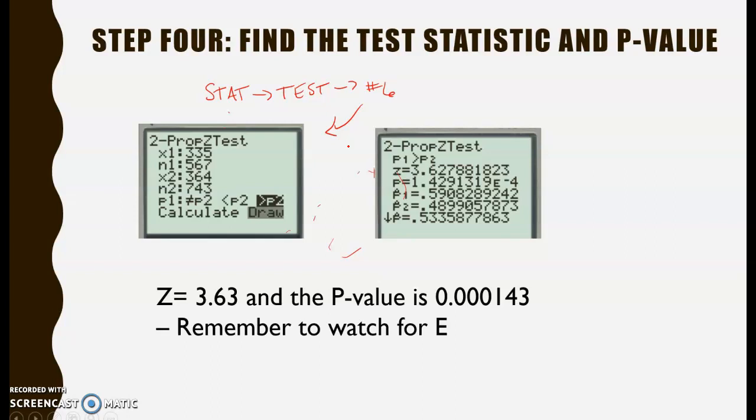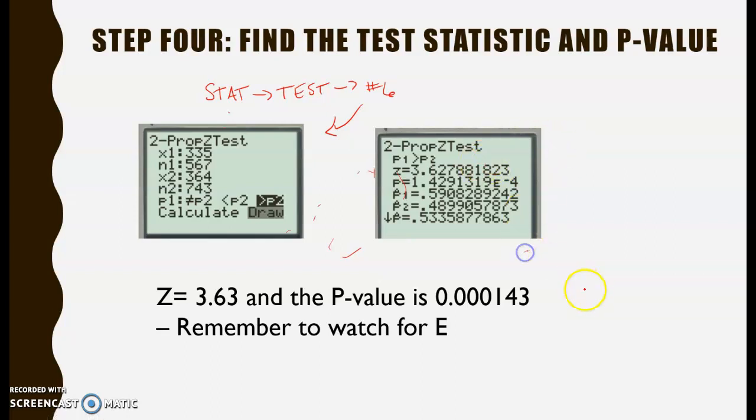We can double check our alternative hypothesis is correct. P1 is greater than P2. Our Z comes out to be 3.63 if we round. That's fairly high. That means it's a little over 3.5 standard deviations above the mean. So we would expect the area to the right. Remember, if it's greater than, it's a right-tailed test.